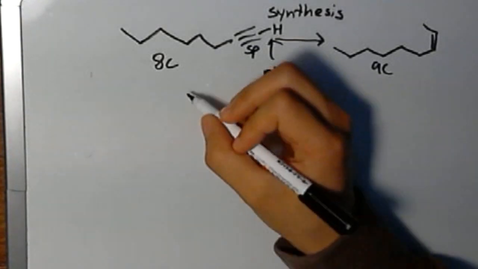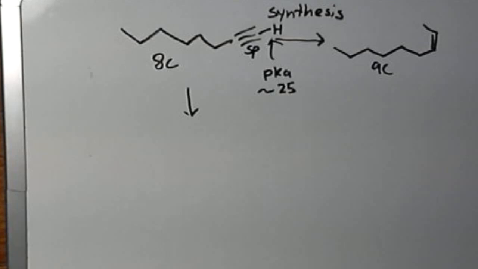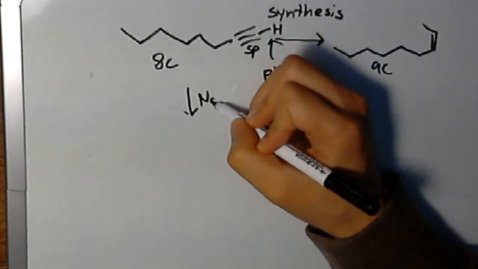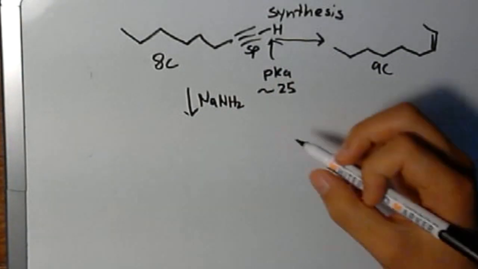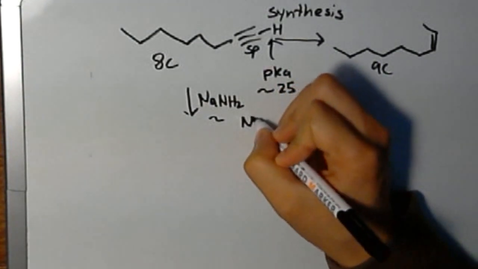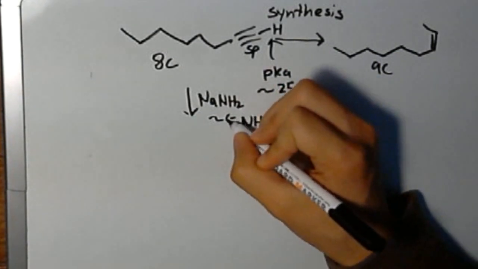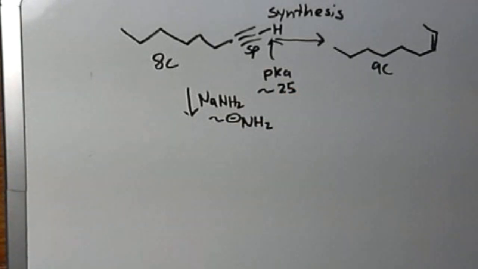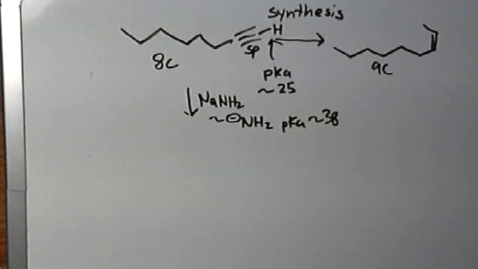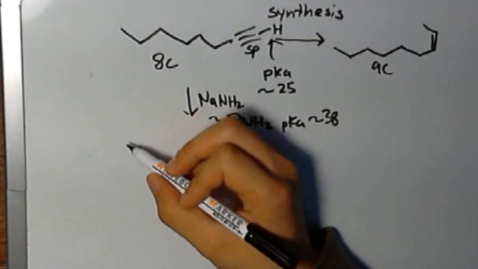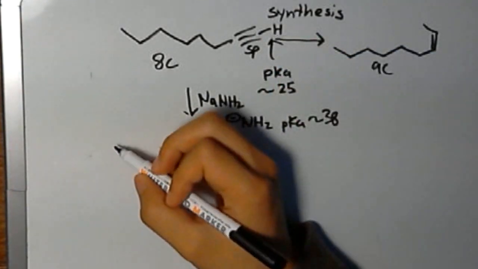So I'll take NaNH2, which is essentially the same as NH2 minus. And that's going to have a pKa of roughly 38. Okay, so if we use NaNH2, we're going to deprotonate that proton.